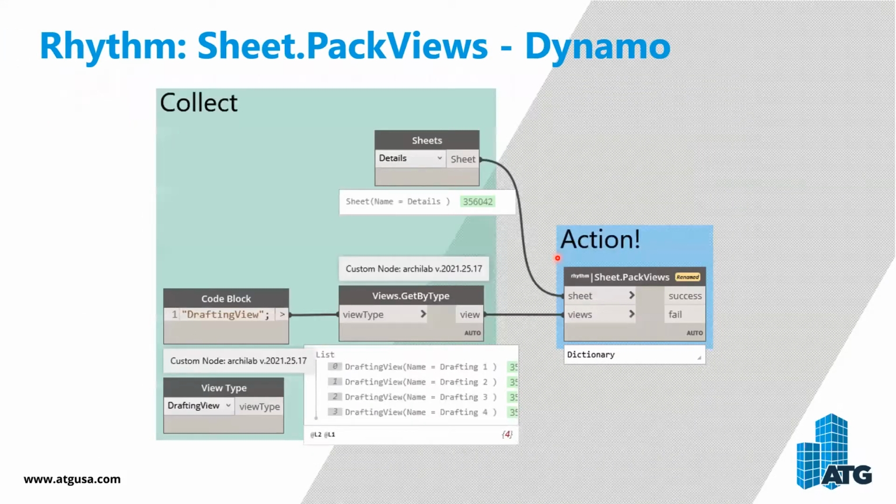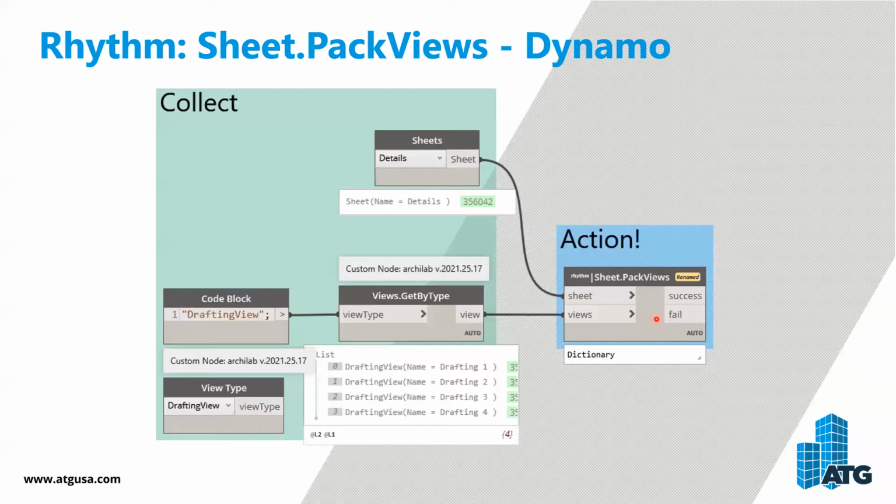If we look at the Rhythm sheet.packViews node, here's the boilerplate in terms of what you can come to expect or need to have in order to get this to work. We do need a sheet already created. So here I have a detail sheet created. Again, I'm grabbing all of my drafting views with the Archilab node, views.getByType. And then from there, it's going to run.